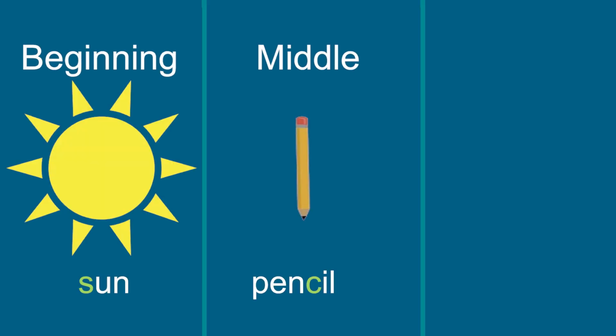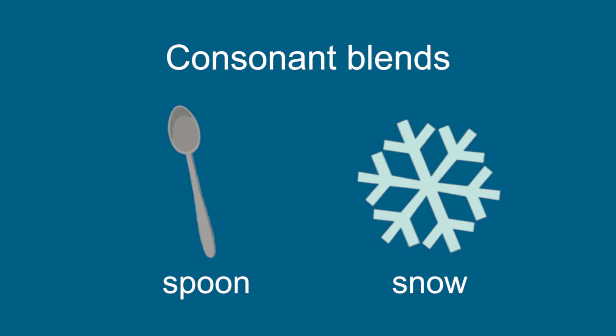Your child might have difficulty with the S sound at the beginning of words like sun, or in the middle of words like pencil, or at the end of words like horse. The sound S can occur as part of a consonant blend, like in spoon or snow. A consonant blend is when 2 or 3 consonants are beside each other and blend together. Your child may have difficulty with this as well.